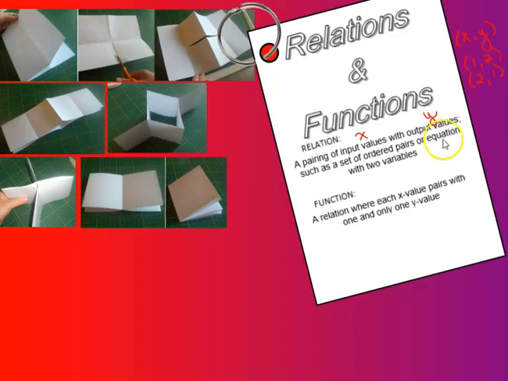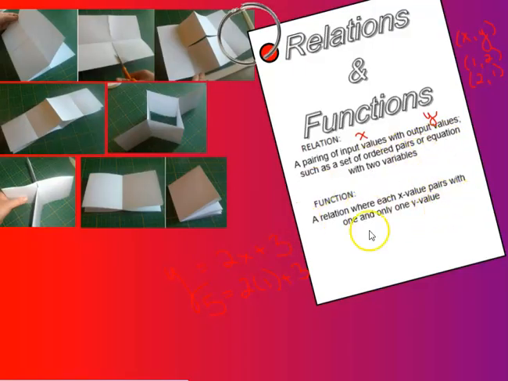We also see relations not just as a set of ordered pairs, but as an equation with two variables. For instance, y equals 2x plus 3. That relates the x and the y. If I input a number for x, such as 1, 2 times 1 plus 3 is 5. So when x is 1, that's the input, and the y, the output, is 5. That's what we mean by a relation being an equation with two variables.